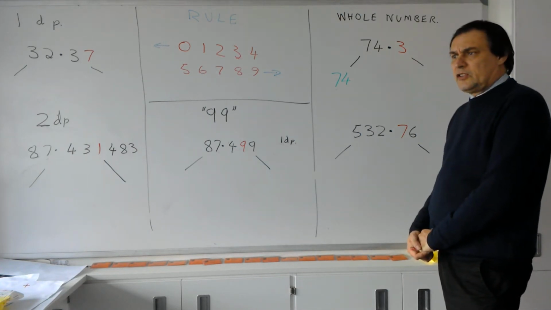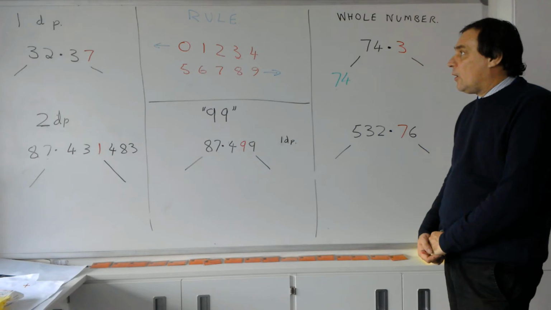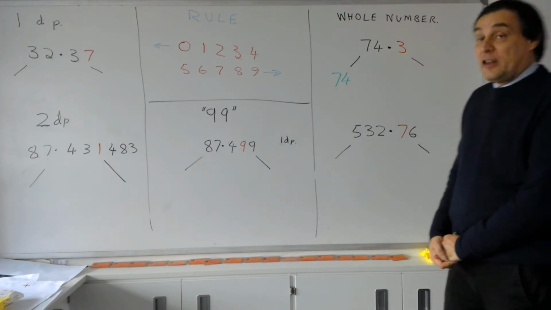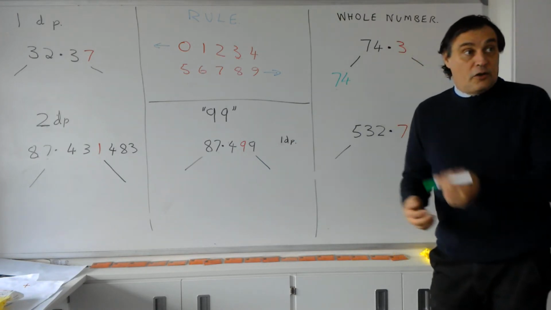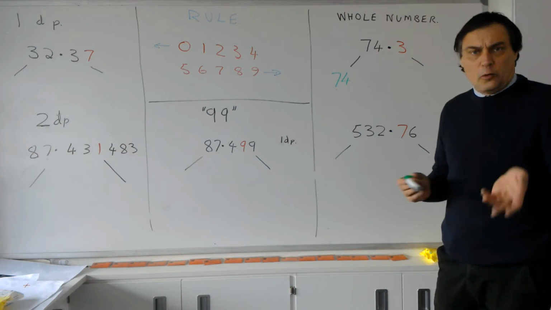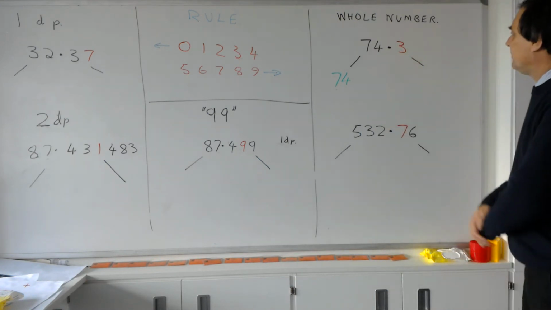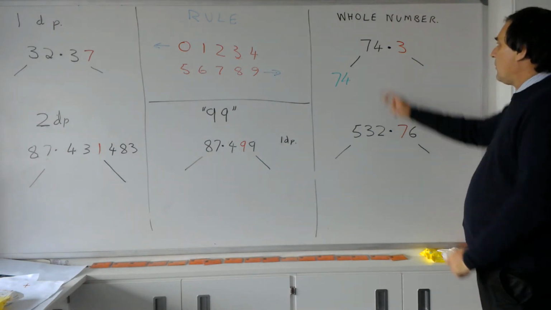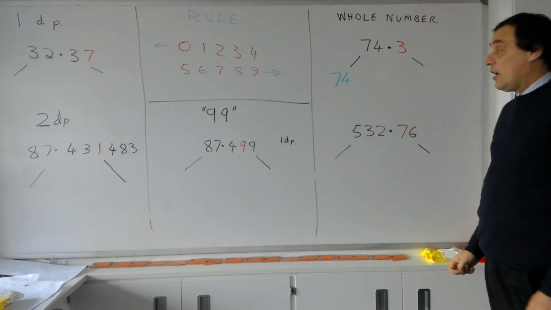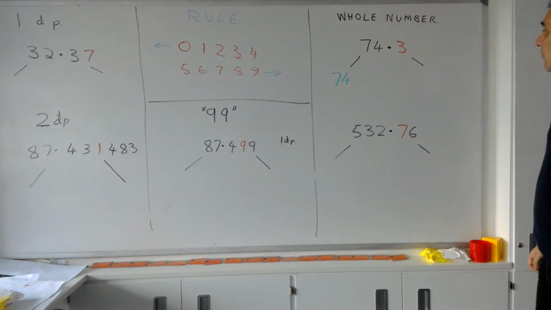What we're going to be doing today is we're going to show you how to round to the nearest whole number and then go on and show you how to round to one or two decimal places afterwards. So let's start with whole numbers. I've got the number 74.3 and I want to round that to the nearest whole number.